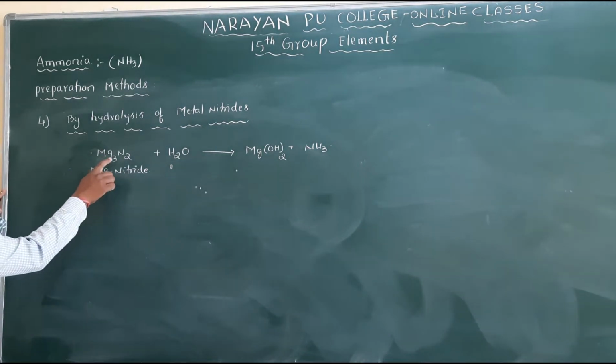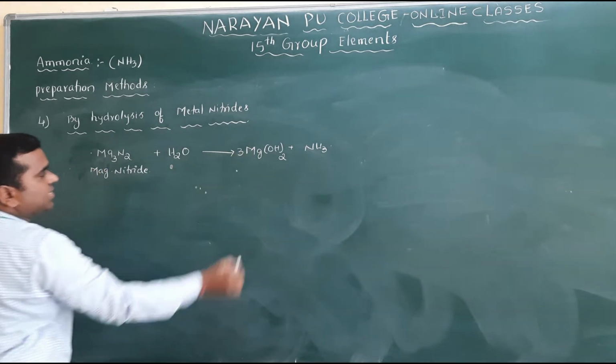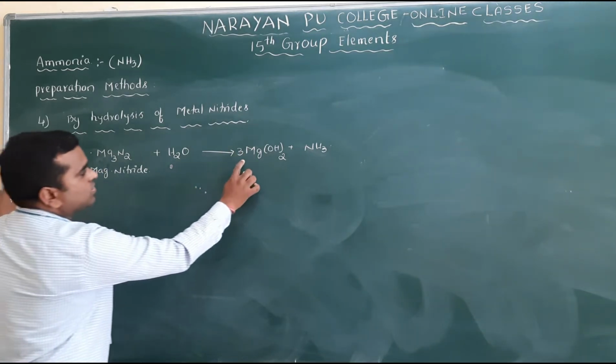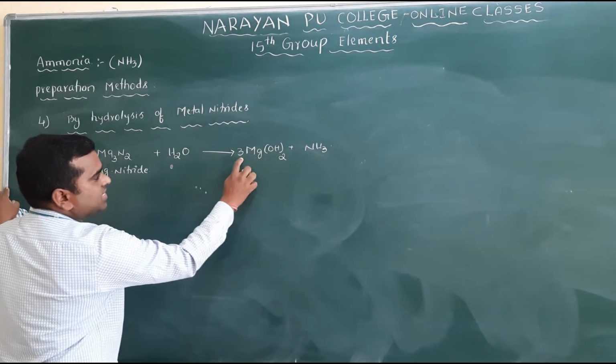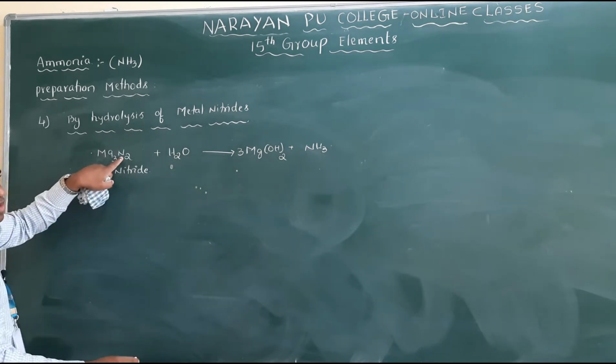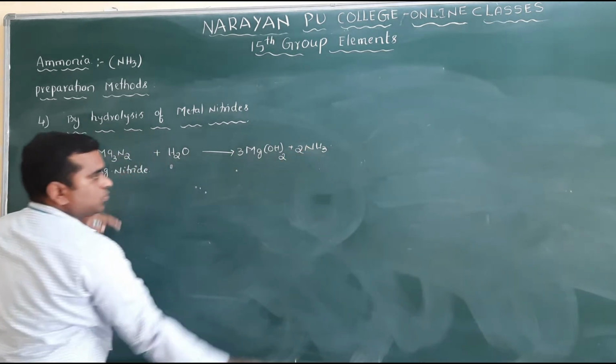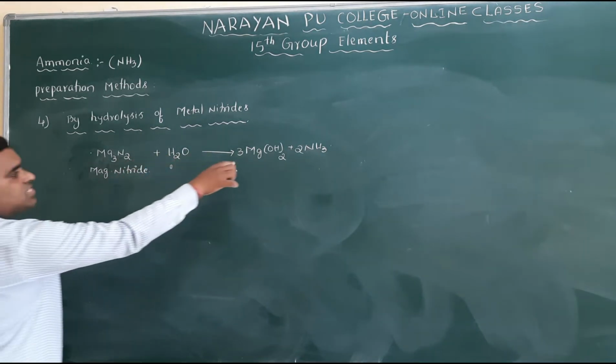How many magnesiums are there? 3. So that's why I put here 3 magnesiums. Clear? Then how many hydrogens are there? 2 into 3, 6. And here nitrogens, how many are there? 2. So multiply this nitrogen with the 2. So magnesiums and nitrogens are balanced here.